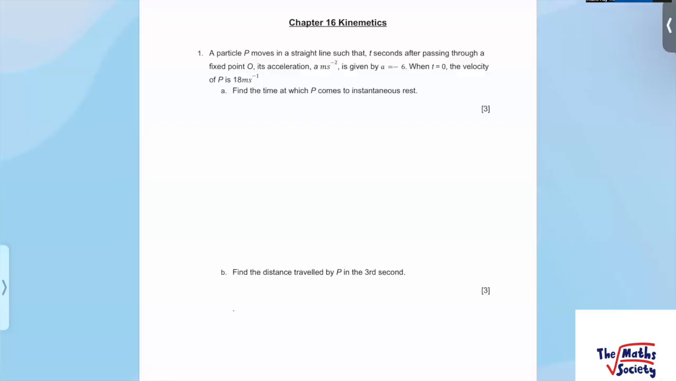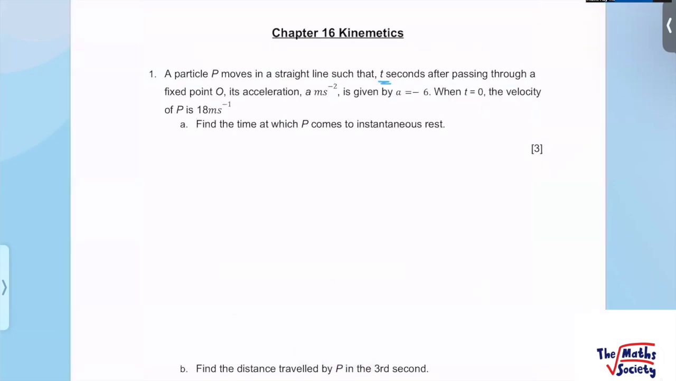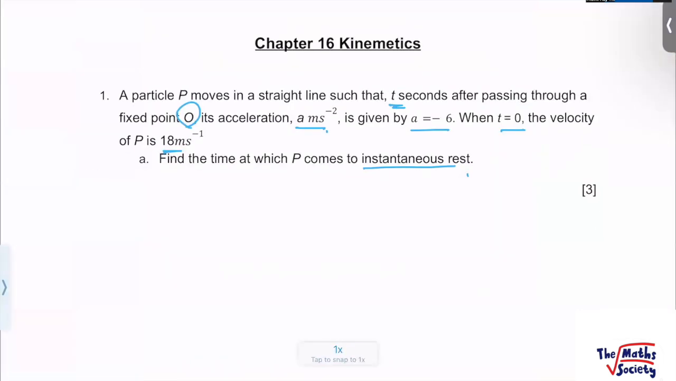Okay, so number one, it says that a particle P moves in a straight line such that t seconds after passing through fixed point O, acceleration is a, and it's given by a is equal to minus 6. When t is equal to 0, the velocity is given, which is 18. You need to find the time at which P comes to instantaneous rest. We know that if it comes to rest, it means v is going to be equal to 0.